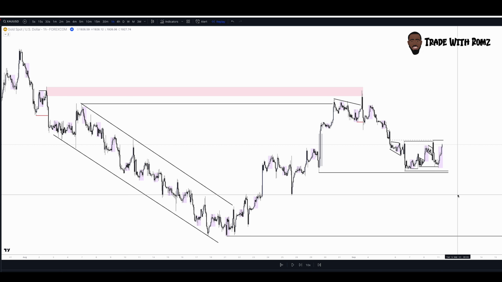But looking at this now, we had the inducement of this trend line. We had the inducement of this high to the left. We had this fair value gap filled, and we had this inducement high mitigated.